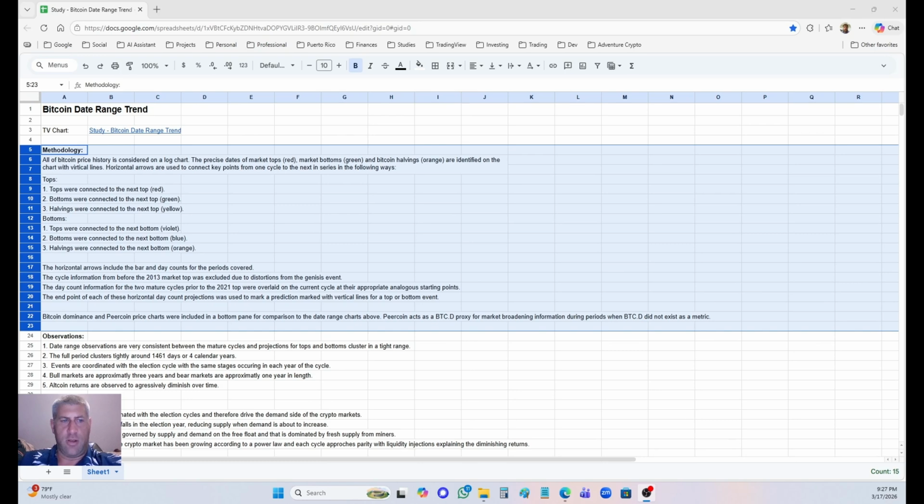For tops, tops were connected to the next top with red arrows. Bottoms were connected to the next top with green arrows. Halvings were connected to the next top with yellow arrows.